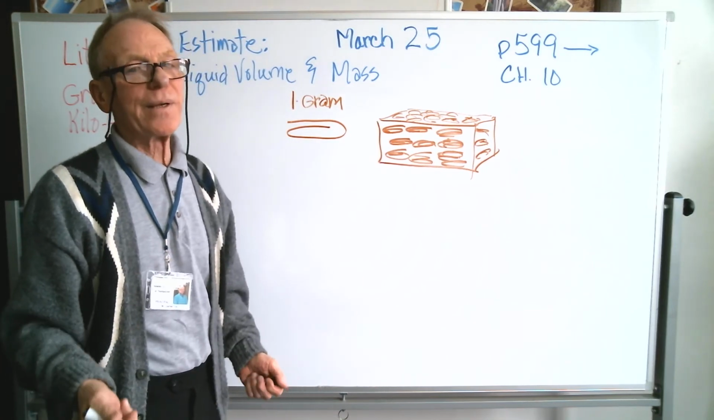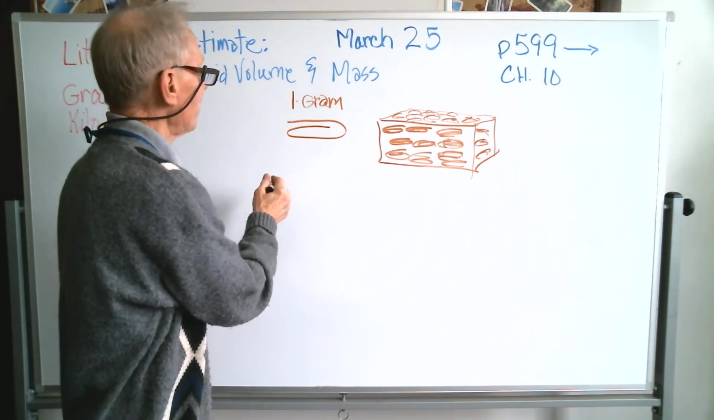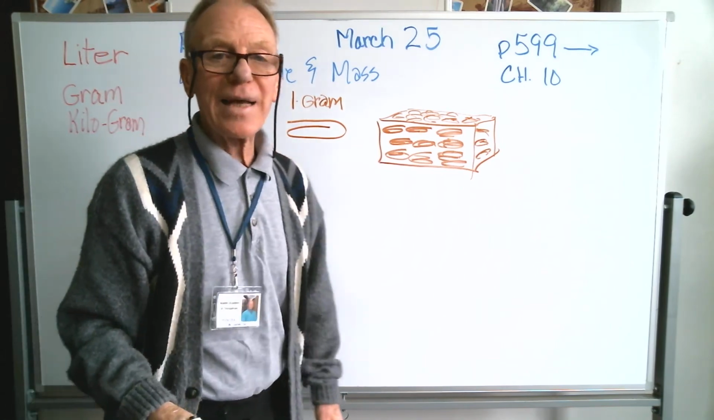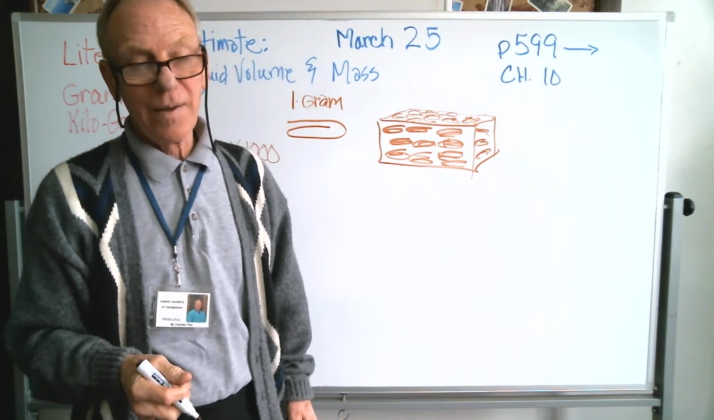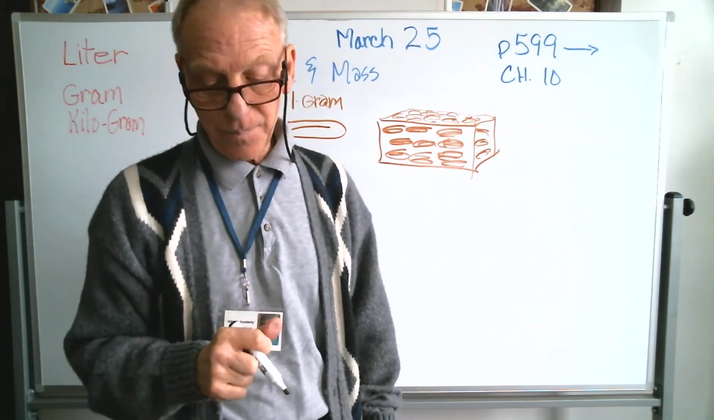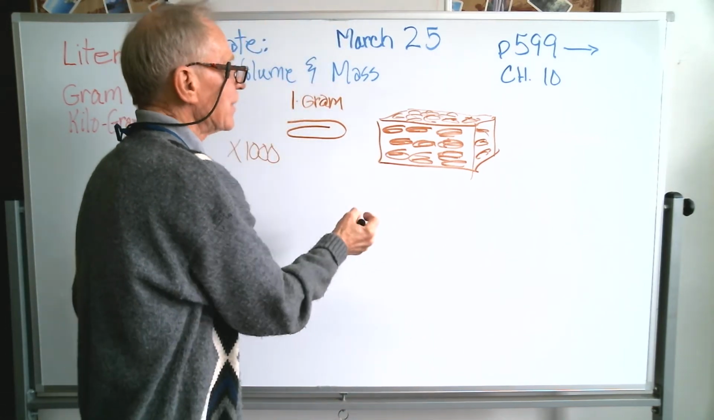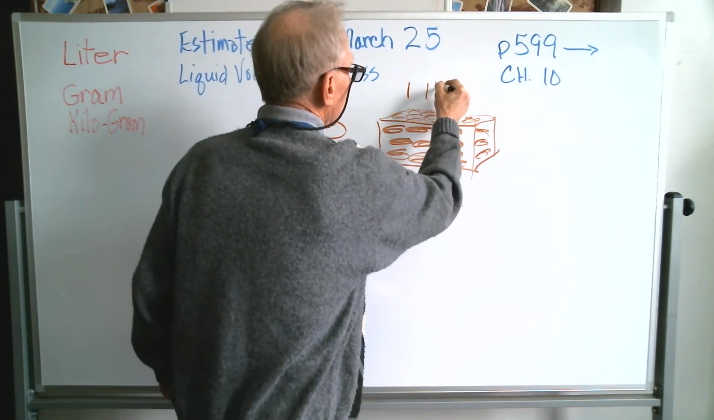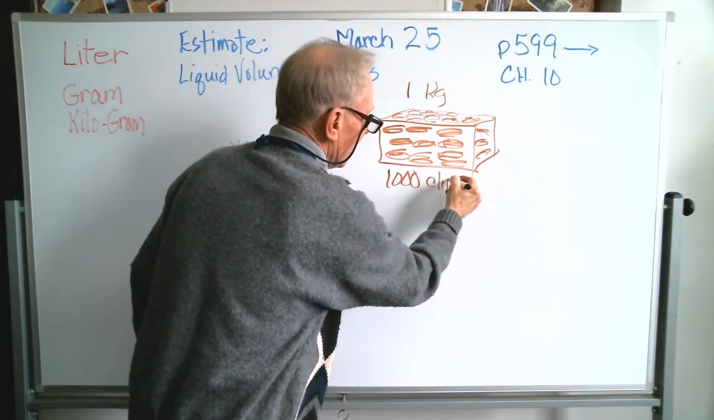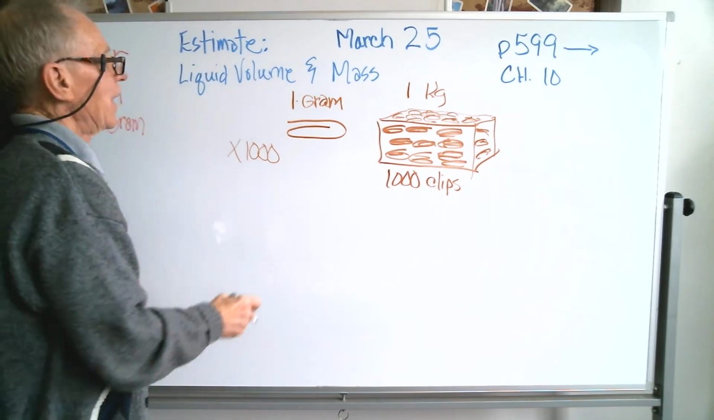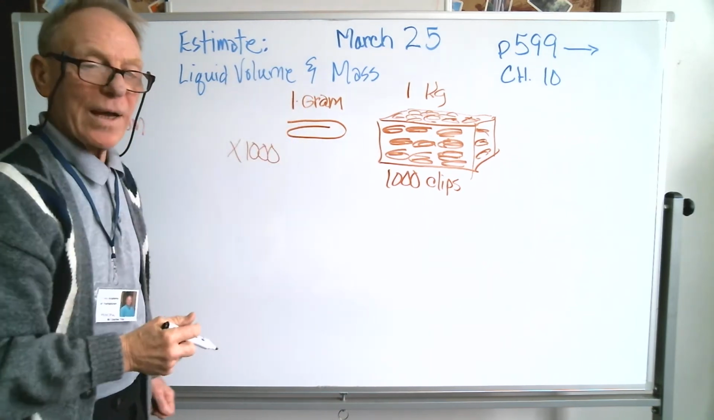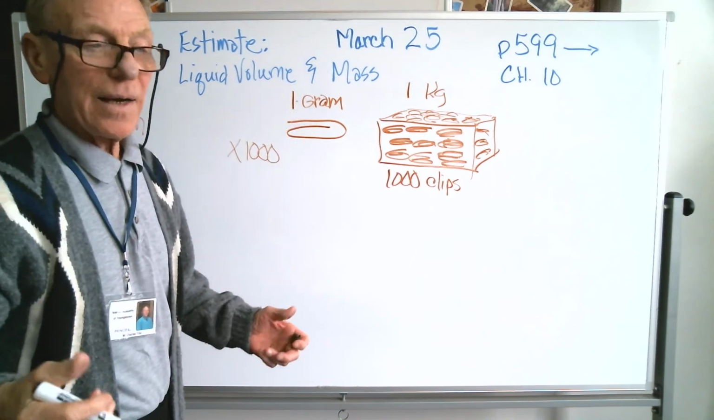Well, a whole lot of grams is not a measurement in metric. But if you take 1 gram and you multiply it times 1,000, you get a kilogram. A kilogram would be more appropriate to measure that box. That also tells us that if this box is 1 kilogram, that it must have 1,000 clips in it. Do you understand that? Because the difference between a gram and a kilogram is a multiple of 1,000. So if you have 1 paper clip that weighs a gram, 1,000 paper clips will weigh a kilogram.